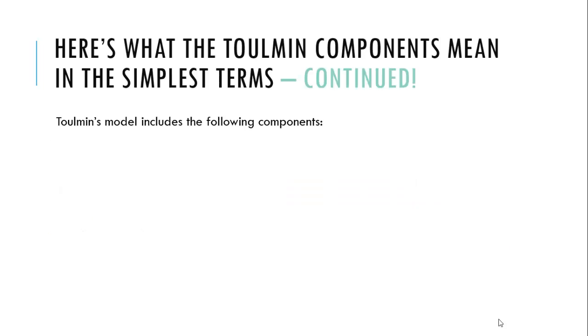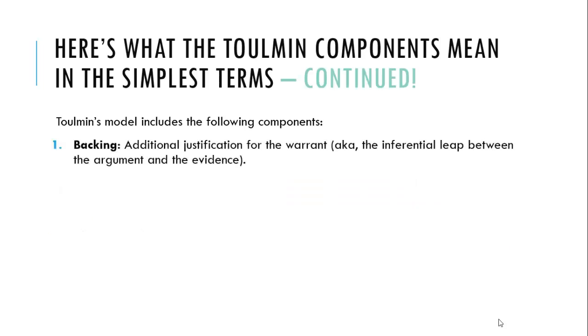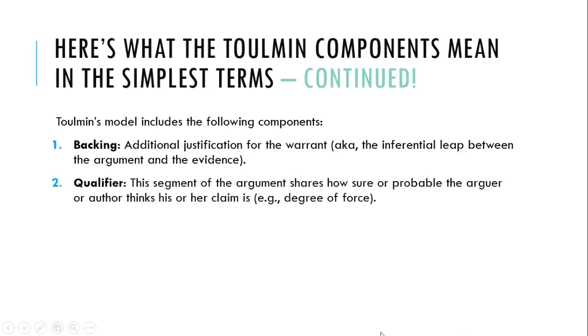The next parts of the Toulmin model include backing. And backing is just additional justification of the warrant. So if you make that inferential leap that connects the claim to the grounds, the backing is just additional evidence and justification. The qualifier, again, is just the way of showing how probable or sure the author is that his or her argument is valid. So what's that degree of force?